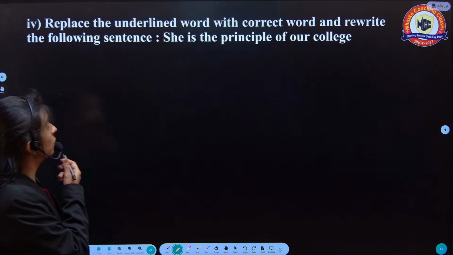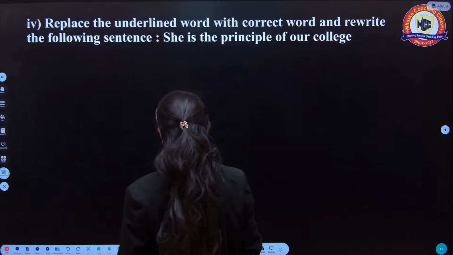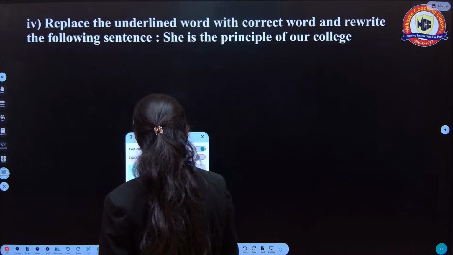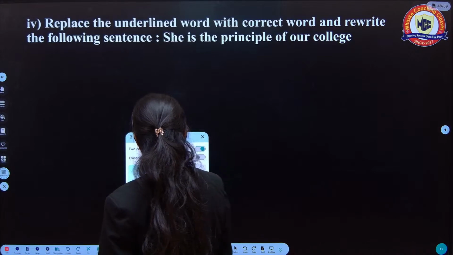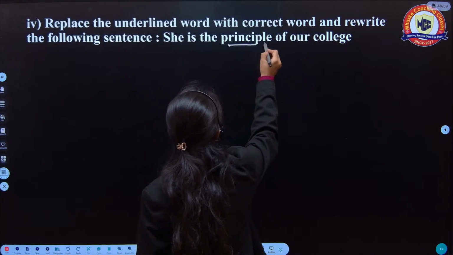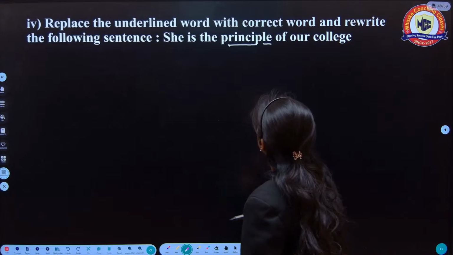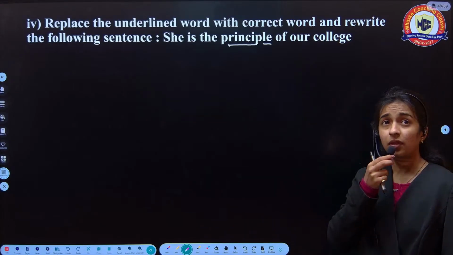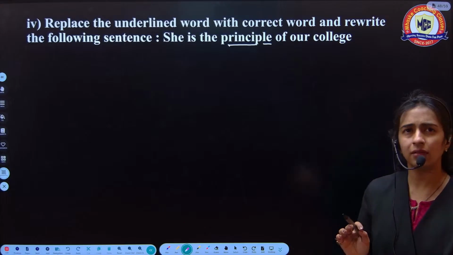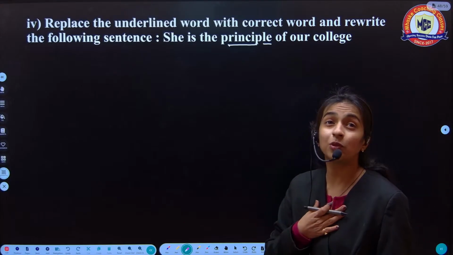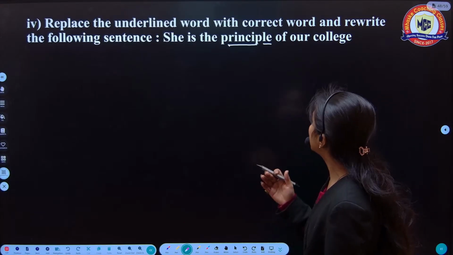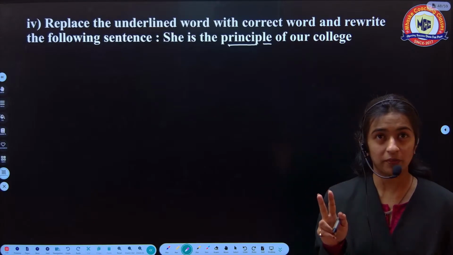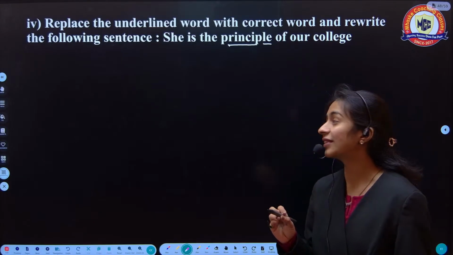Replace underlined word. Replace the underlined word with the correct word and rewrite the following sentence. So basically the wrong word. How do I come to know? She is the principal of our college. So there are two spellings of principal. Don't get confused in this.